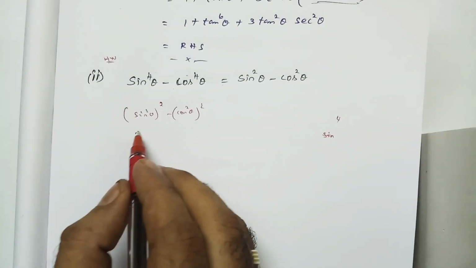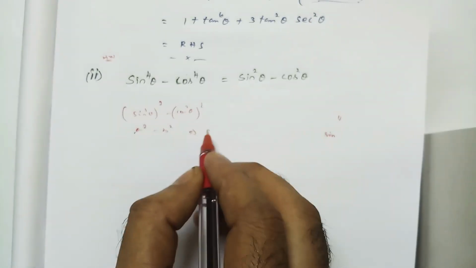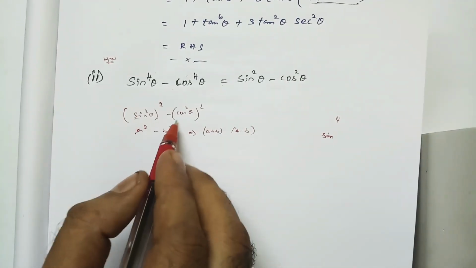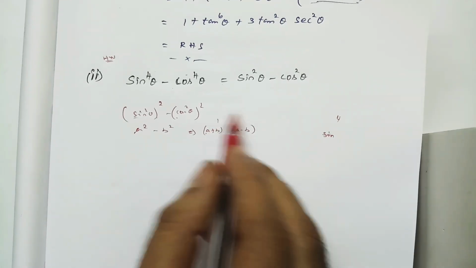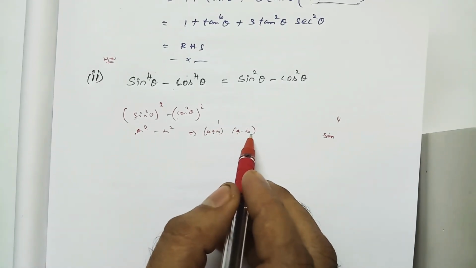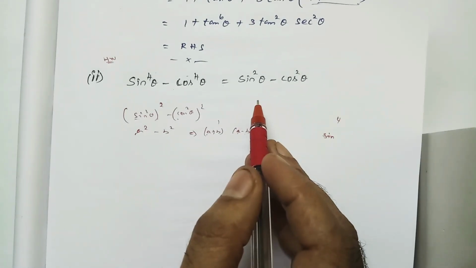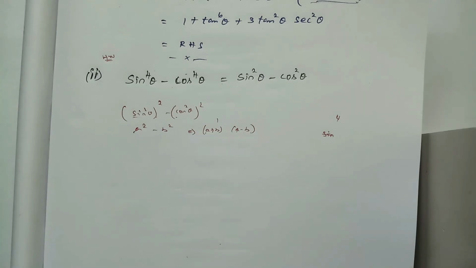How will it be? A square minus b square. So what is the a square minus b square formula? It is equal to a plus b into a minus b. What is a here? Sin square theta. What is b here? Cos square theta. So sin square theta plus cos square theta is 1, into sin square theta minus cos square theta. So within 3 steps we will get the RHS. So you can take it as homework. Still we can see one more example.